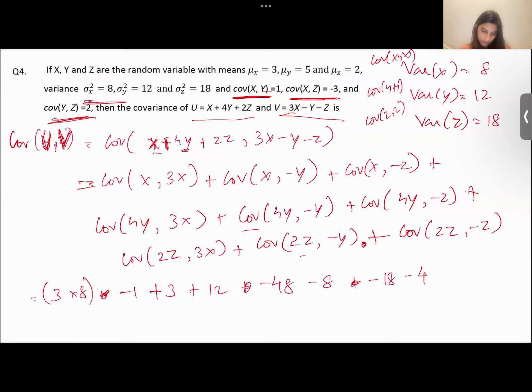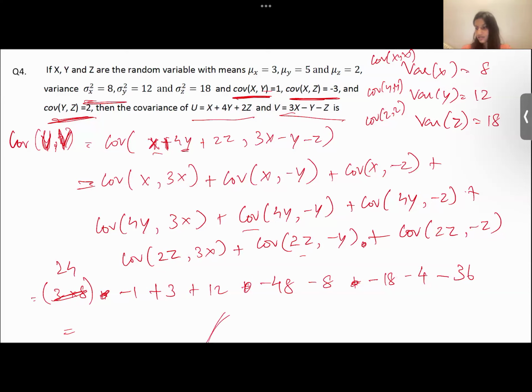Plus 2 into covariance of z comma z, which is 18, so minus 18 into 2, 36. So yeah, you just have to solve all these. 6 8 3s are 24. If you solve all these, you'll get the answer. You can calculate this.